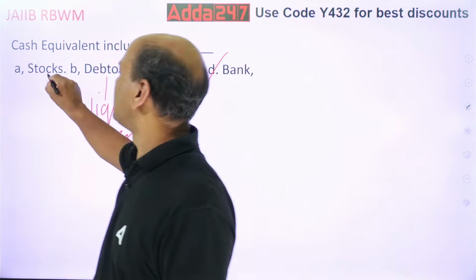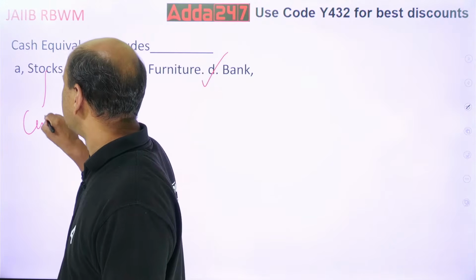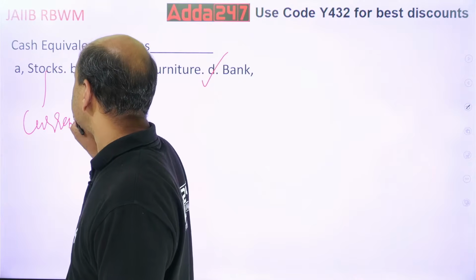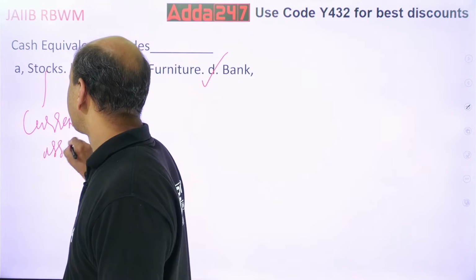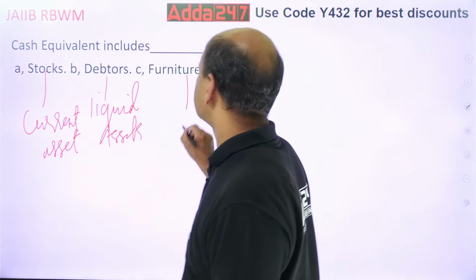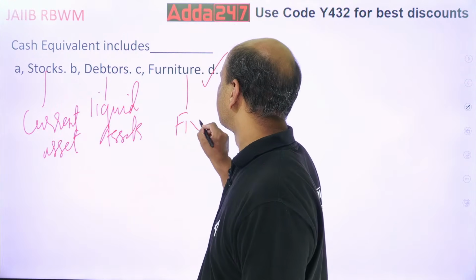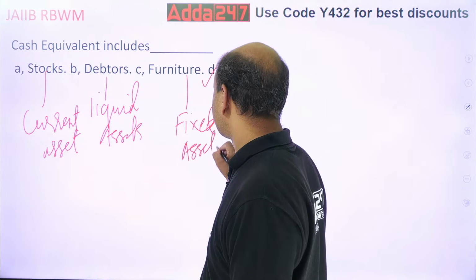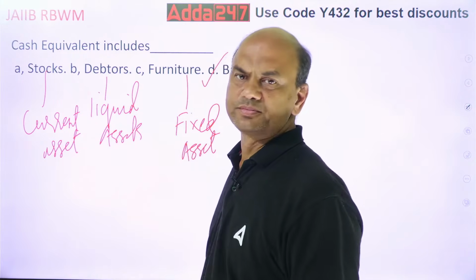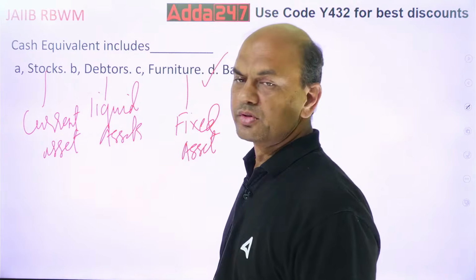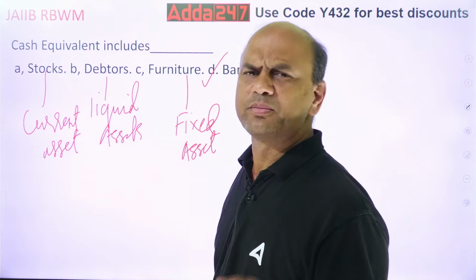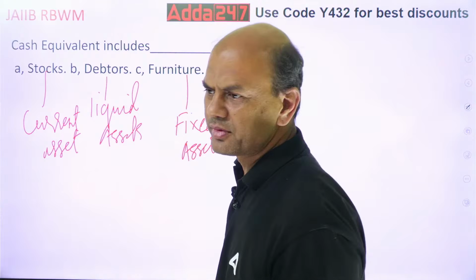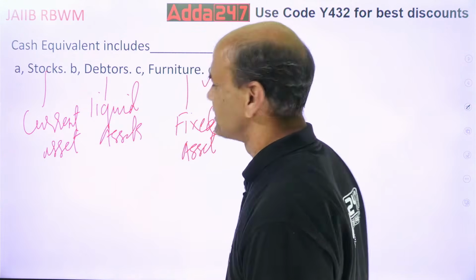Then stock is called a current asset. Then furniture is called a fixed asset. Okay? Clear everyone? So bank is the answer. Cash equivalent means bank amount. Whatever bank balance you have, that is called cash.